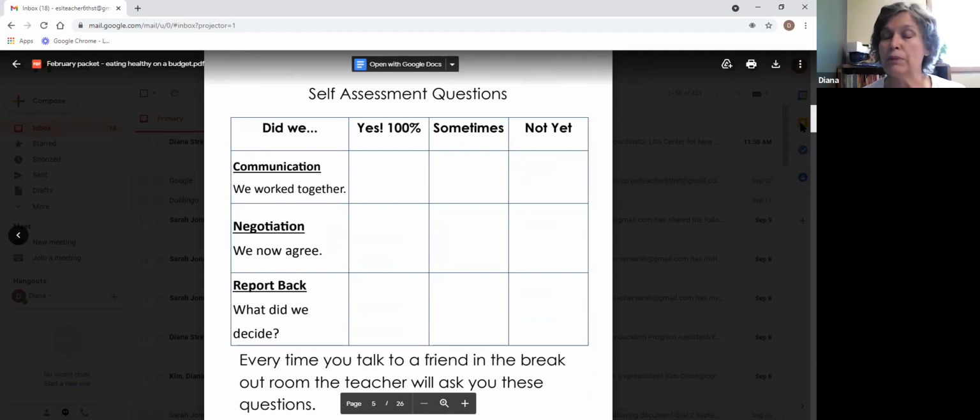So we did this a little bit too, just to build a comfort level working with each other. So they didn't always go out the same person. I grouped them differently every time.